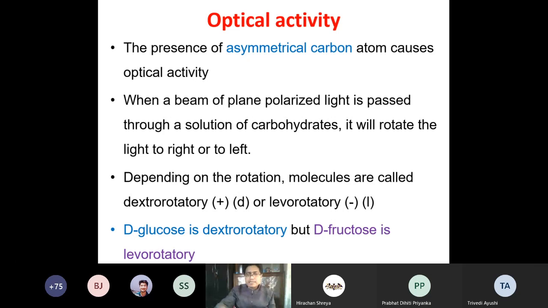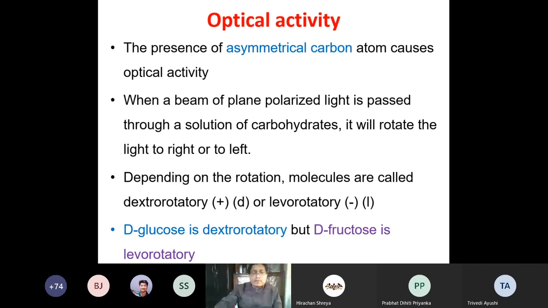But here these are the small d and small l, or with plus and minus sign. That means we assign the optical activity with the help of small d or small l, or with the help of plus and minus. The capital D and capital L, which was used, is based on the configuration on the last chiral carbon, that is the functional group either present on the left or present on the right.